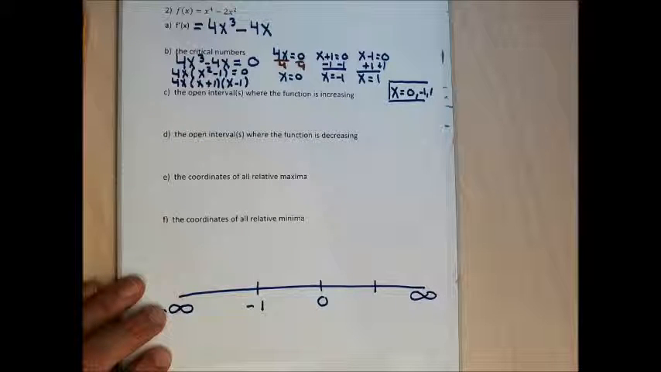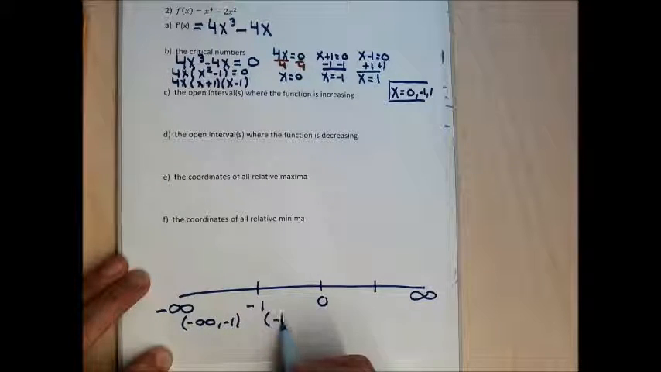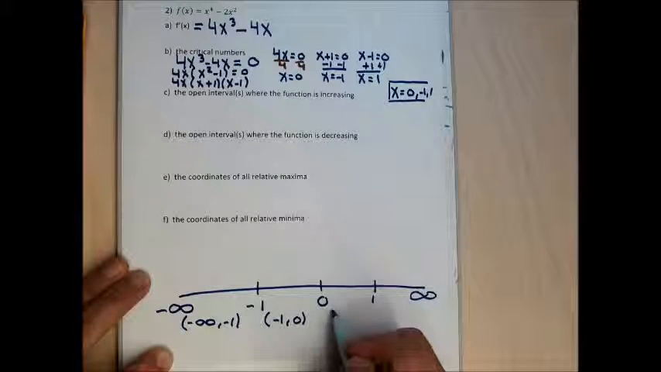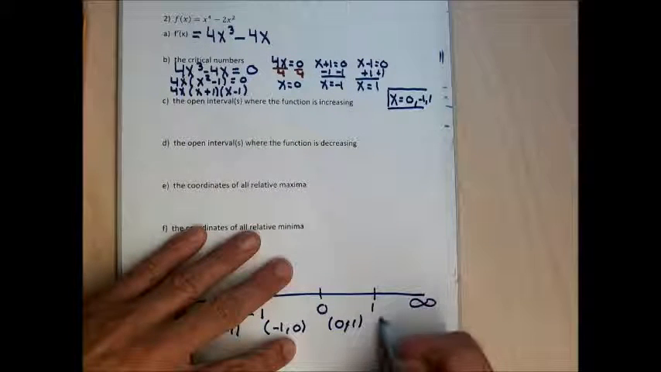I'm going to create intervals that have all round parentheses that are implied here. First interval is going to be negative infinity to negative 1. The second interval is going to be negative 1 to 0. And then 0 to 1, that I forgot to write. And then 1 to infinity.